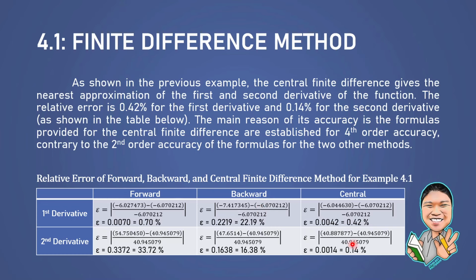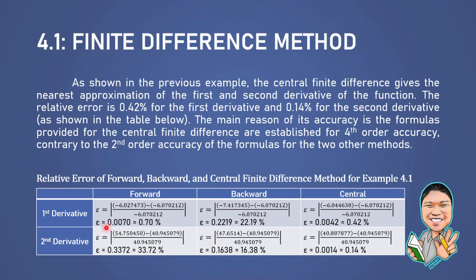So, ibig sabihin, napaka-liit lang nung error natin using the central. Kaya nga karamihan ng programmers, ang ginagamit naman talaga is the central finite difference method. Kasi siya yung magbibigay ng accurate na solution. So, tingnan nyo yung error is 0.42 and 0.14. Ang layo nila compared dito kay forward and backward.